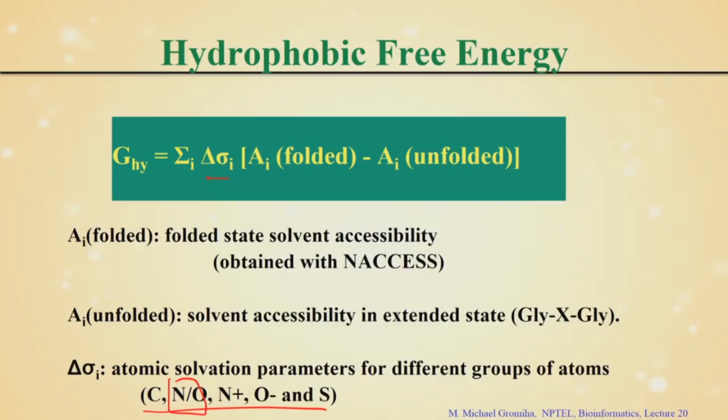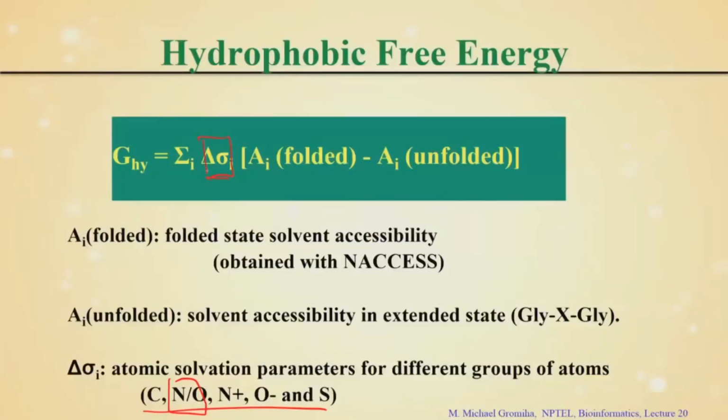You can use nitrogen and oxygen separately, and main chain carbon and side chain carbon separately, depending upon the connectivities and the amino acids; we can use several classifications. For simplicity here we use 5 different classes. If this is known, then we can calculate the hydrophobic free energy. This is the method initially proposed by Eisenberg in 1984, and they published a paper in Nature. Here A folded is the folded state accessibility, and A unfolded is the unfolded state accessibility.